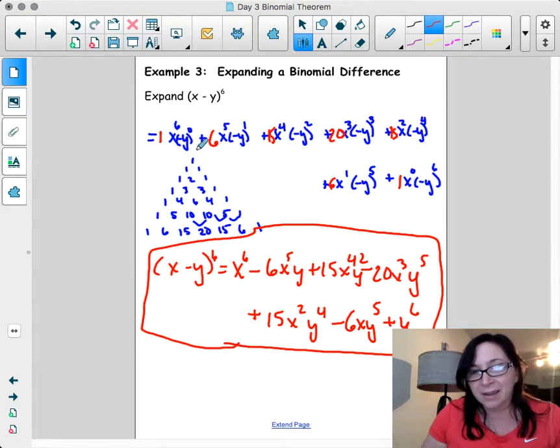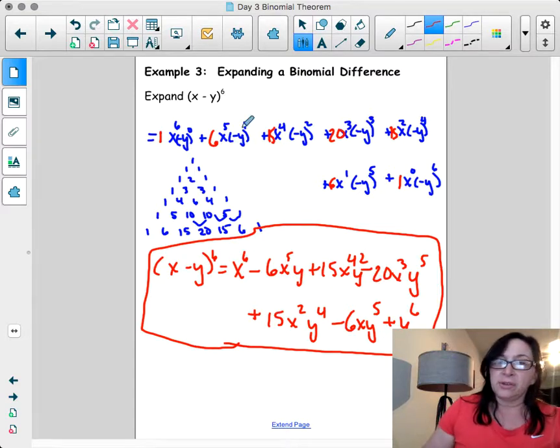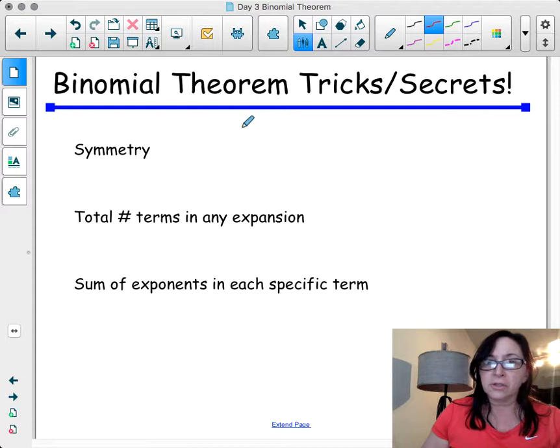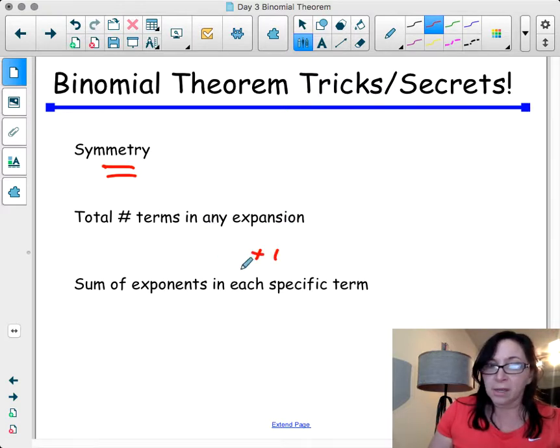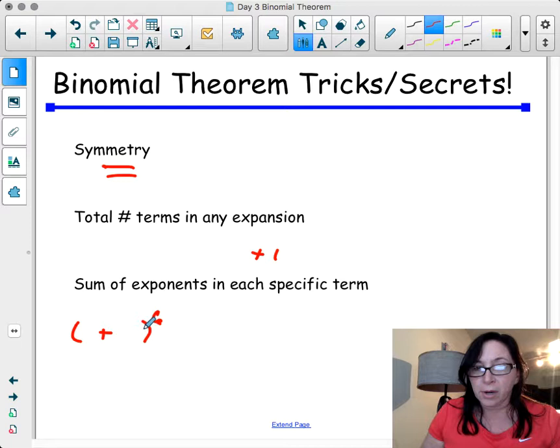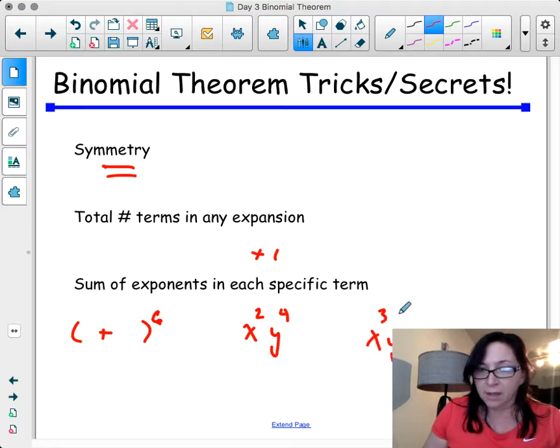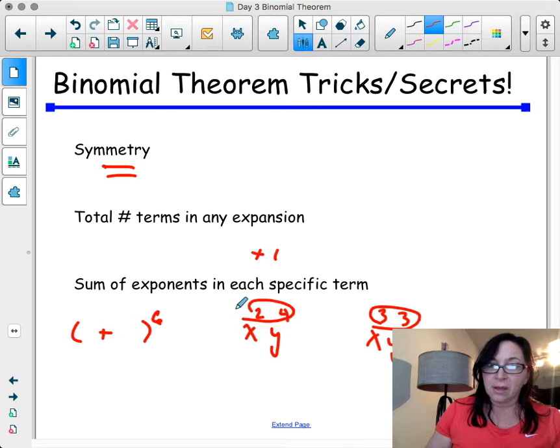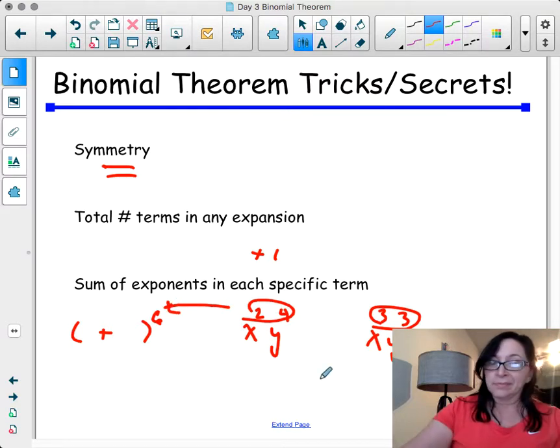But if you look at it, positive, negative, positive, negative, positive, negative, positive. So it's always alternating. So binomial theorem tricks and secrets: it is symmetric. The total terms in any expansion is always the exponent plus 1. And the sum of the exponents in each term has to add up to the exponent of the binomial. So that would be x squared y to the fourth, or x cubed y cubed. These have to add up to the exponent.